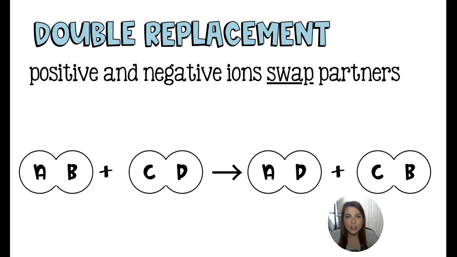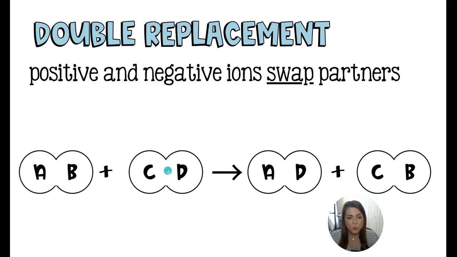The precipitation reaction is a type of double replacement reaction where, if you don't remember, your positive and negative ions are going to swap partners. So let's say we have two ionic compounds. We have compound AB. A is going to be positive, and I know this because it's written first. B is going to be the negative ion, written second. Positives always come before negatives in our chemical formulas.